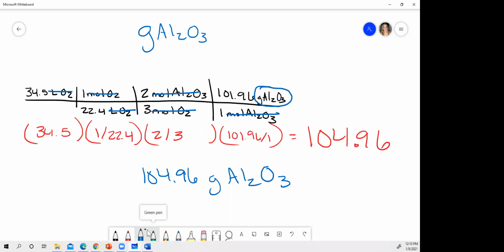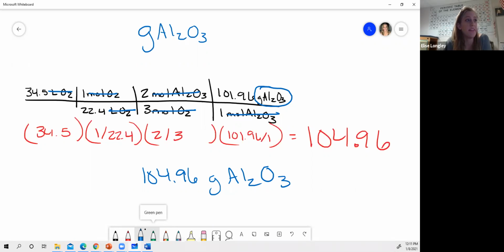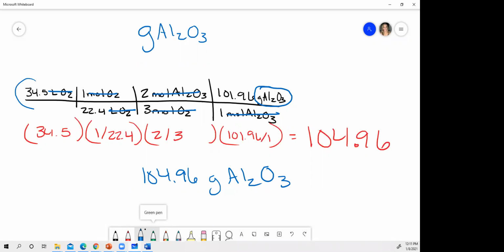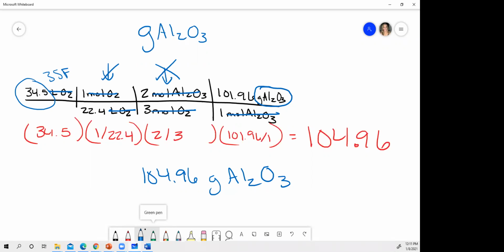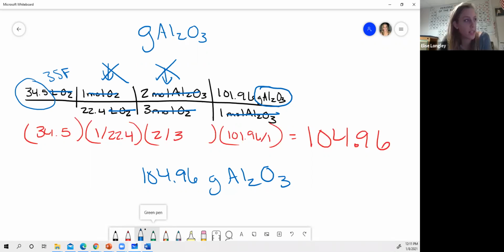No, we need to look at significant figures. So how many sig figs was I given? 3. So this has 3 sig figs. Conversions do not count towards sig figs because they are exact numbers. Exact numbers don't count, so we won't use this for sig figs. This one has 5 sig figs. So how many sig figs do I need to keep?